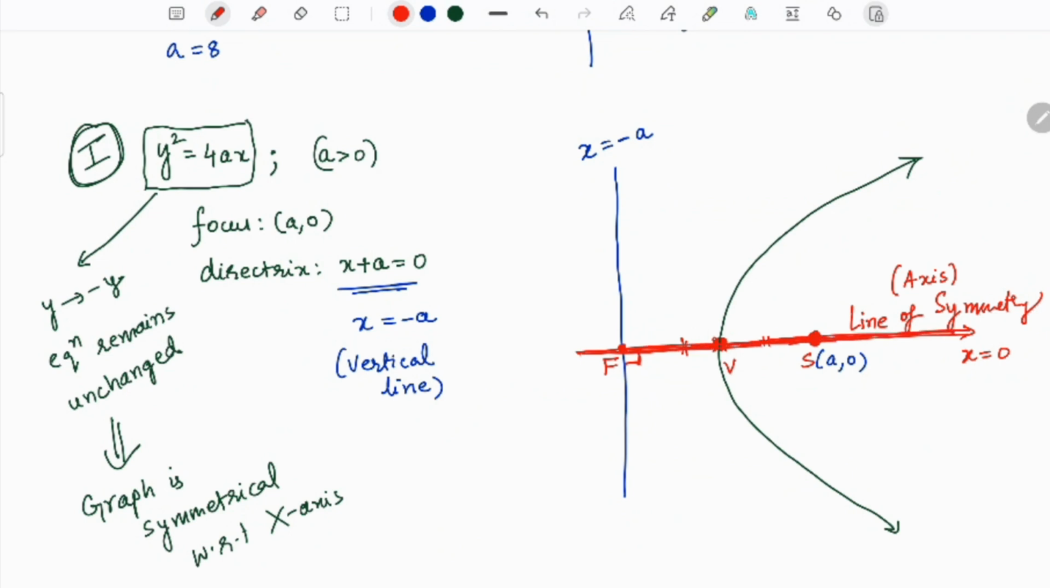So we understood what is axis. Where this axis of the parabola is intersecting parabola, that is called vertex. Suppose you have parabola like this, axis would be like this. Where it is intersecting parabola, that is called vertex. So where is vertex here? This would be vertex. Very good. 0, 0. All right.